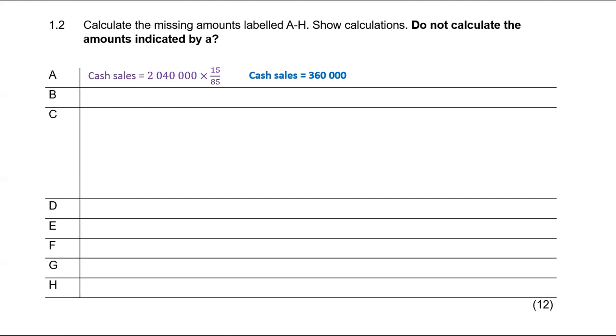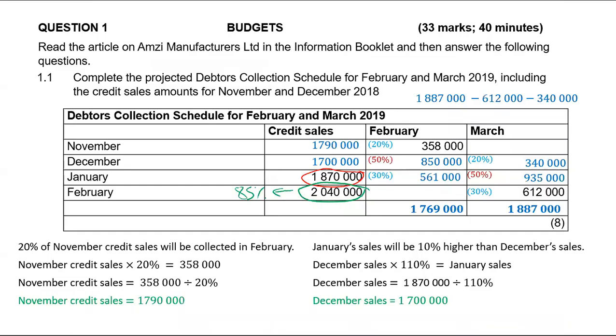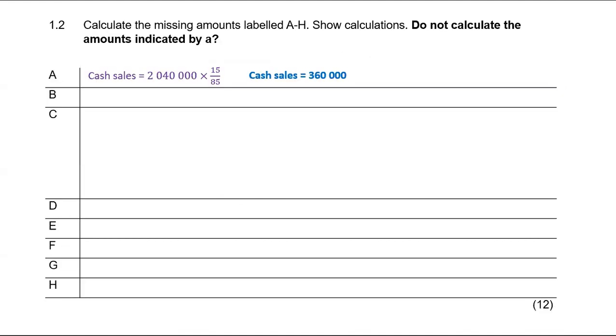Now we need to calculate B. What is B? B represents cash received from debtors for the month of February. All you have to do is to go back to the previous video. You will realize that the total amount collected in February will be that 1,769,000, and that will be the cash that is collected from debtors in February, which makes our life easy here. B will just be equal to 1,769,000.